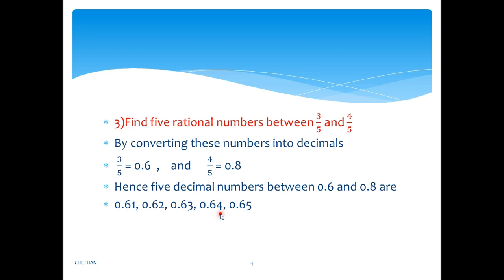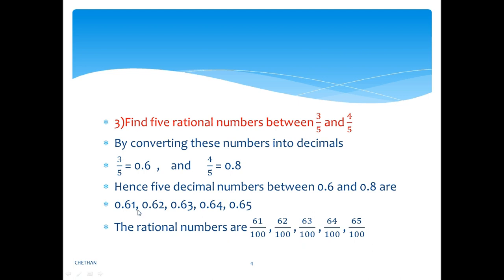In the previous example, after the point we had only one number, so 3.1 was converted into 31 by 10. But here, 0 point, after the point we are having two numbers, so we have to put 2 zeros. That means the denominator becomes 100. So it converts into 61 by 100. If after the decimal we have one number, the denominator is 10 only.